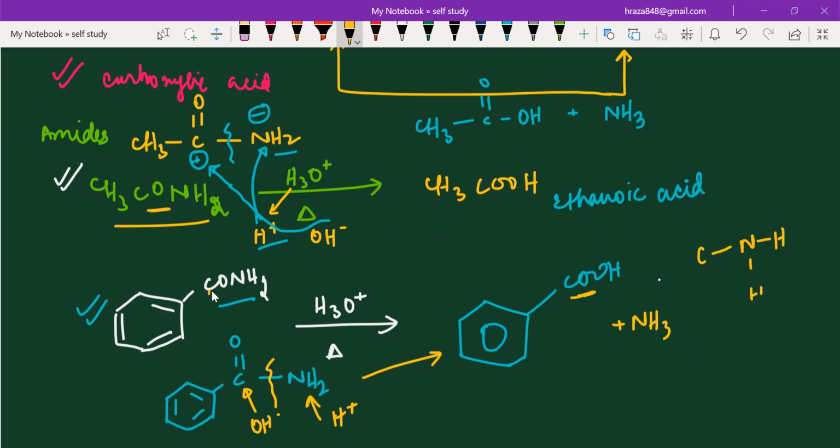Now you can see this carbon is connected with this carbon with a single bond, and this is your benzene, whatever this part, and oxygen is here, so it will be making a double bond because carbon makes four bonds.